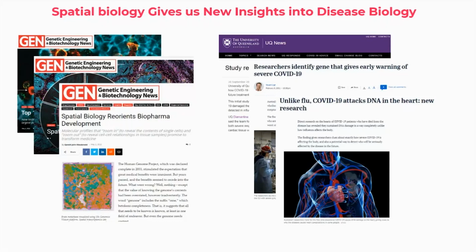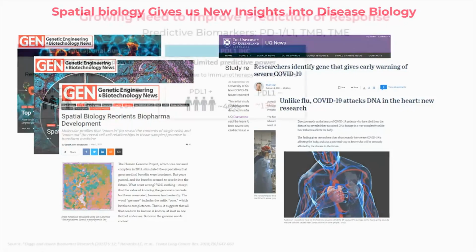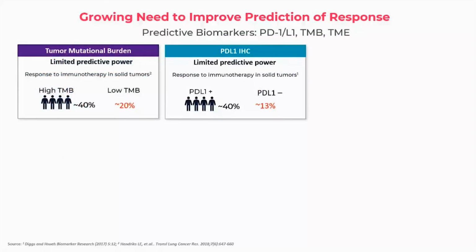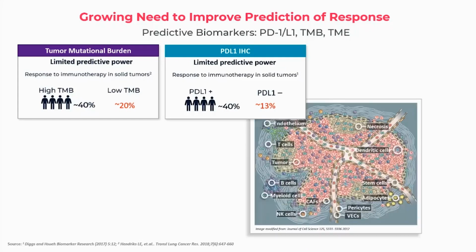I'll initially focus on the cancer work just to give you context into the approach, and then we'll go on to the COVID-19 studies. In the immunotherapy field, we know that there are predictive biomarkers, currently limited to tumor mutation burden, which is a bulk expression analysis of the tissue, or PD-L1 expression. The challenge is these are bulk measurements of the tumor microenvironment, and you're not really able to understand the intricacies of the tumor microenvironment.